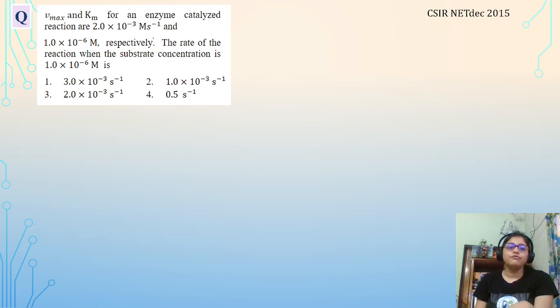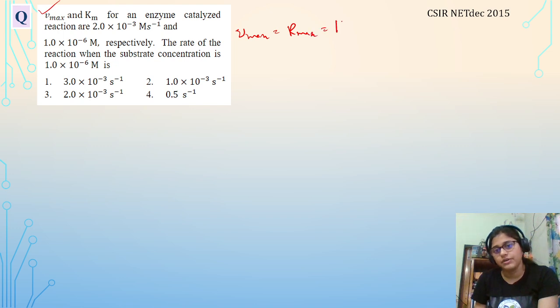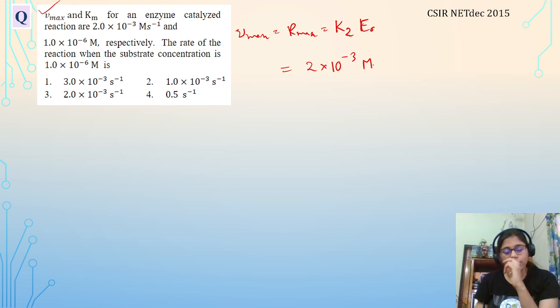Now Vmax or Rmax, same. The maximum velocity for the reaction and the maximum rate for the reaction are the same, so Vmax can be compared with Rmax, and we know that it is equal to K2 into E0. Both values are given. So Rmax value is given as 2 into 10 to the power minus 3 molar, second inverse.